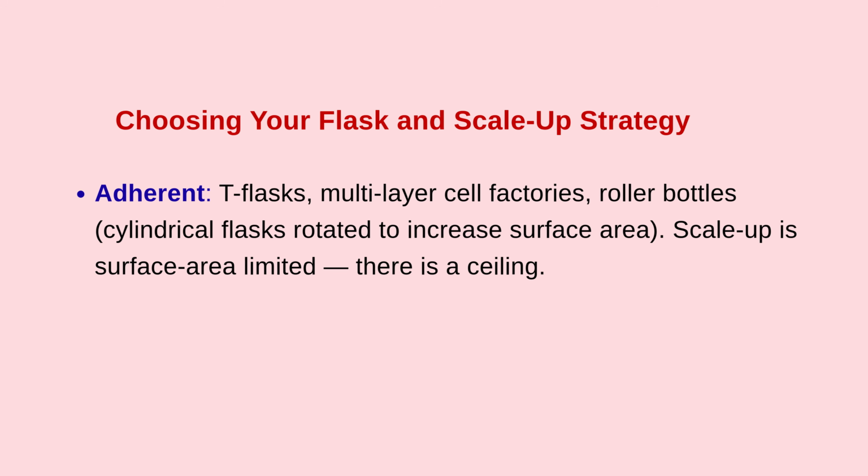The way you scale up a cell culture depends on whether you're working with adherent or suspension cells. For adherent cells, growth requires a surface to attach to. Scientists typically use T-flasks, roller bottles, or multi-layer cell factories to increase the available growth area. Because attachment is essential, scale-up is ultimately limited by the amount of surface area you can provide.